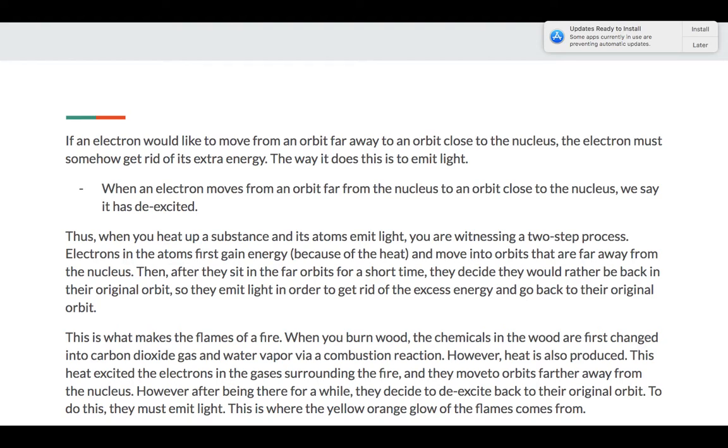So when you burn wood, the chemicals in the wood are first changed into carbon dioxide gas and water vapor via combustion. But heat is also produced. And the heat excites the electrons in the gases surrounding the fire, and they move to orbits farther away from the nucleus. But after being there for a while, they decide to de-excite back to their original orbit because they don't like to be excited for too long. And to do this, to go back to their original orbit, they have to emit light. And this is where the orange-yellow glow of the flames in a fire comes from.